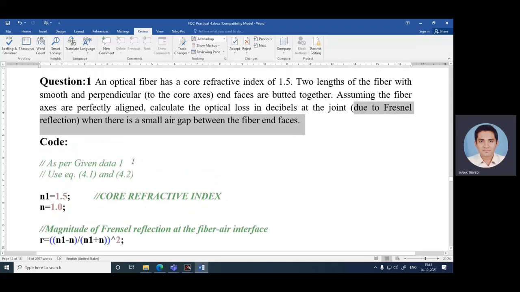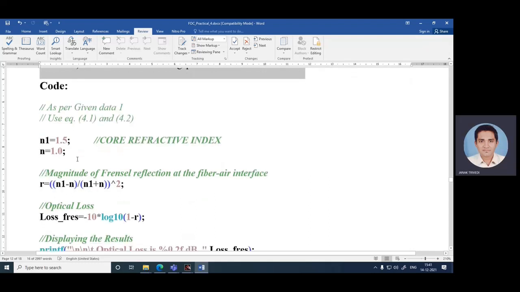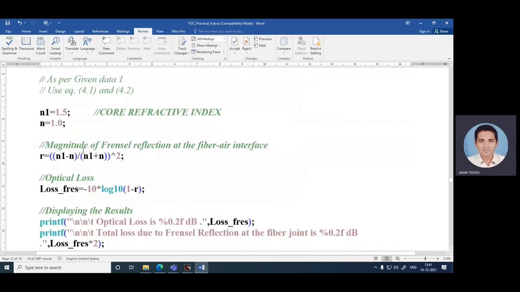So for this example, we have to use the data as per the given Data 1. Then use equations 4.1 and 4.2 that were discussed earlier. In this particular example, n1 is given as 1.5, n is given as 1.0, and n1 is the core refractive index. For the magnitude of the Fresnel reflection at the fiber-air interface, use this equation: r is equal to (n1 minus n) divided by (n1 plus n), squared.